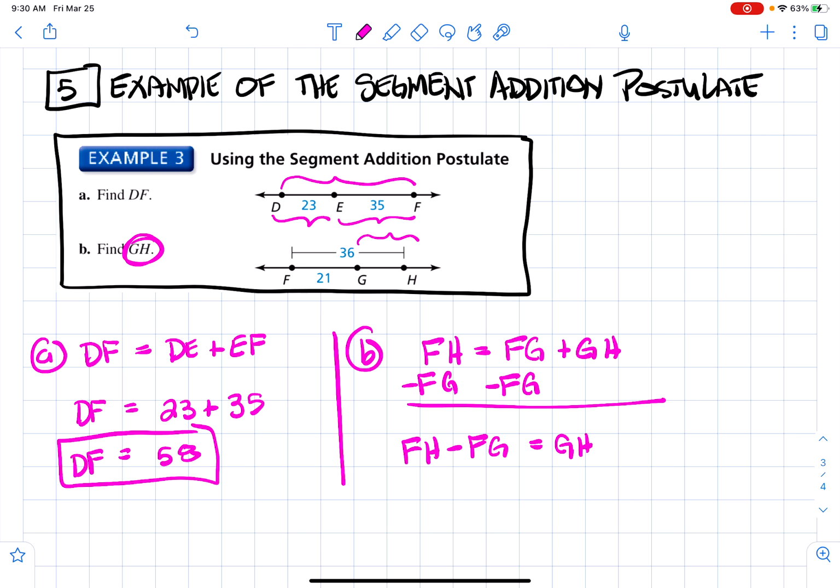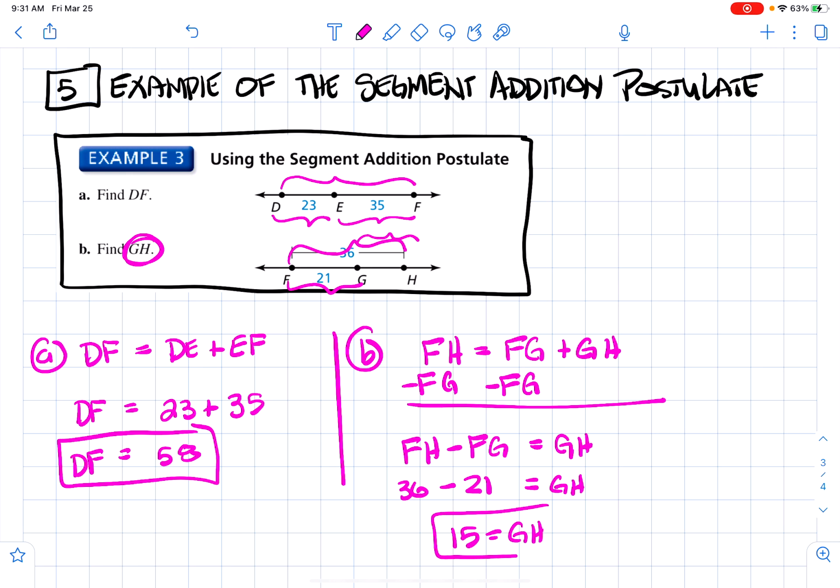Well, FH I know is a grand total of 36. So if I look here, all the way from F to H is a grand total of 36, okay? FG is this little part right here, 21. So 36 minus 21 makes 15. So 15 is the length of GH. So that's how long GH is.